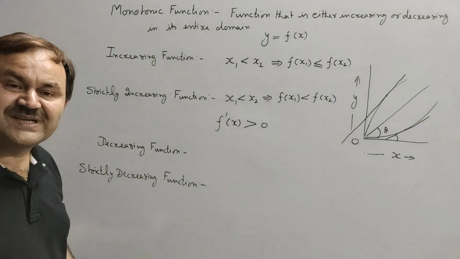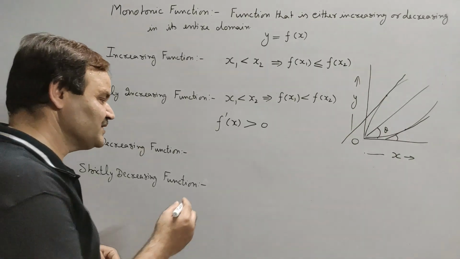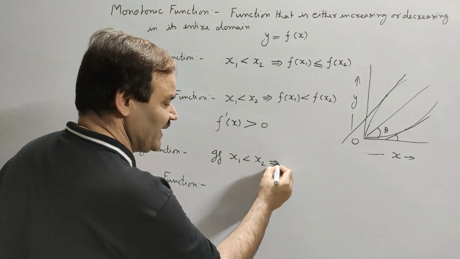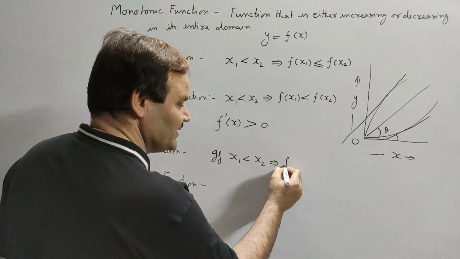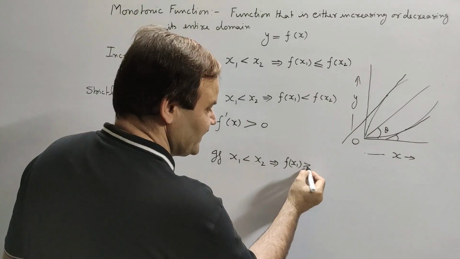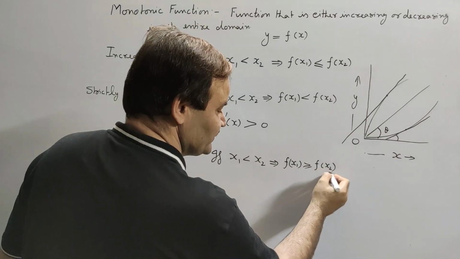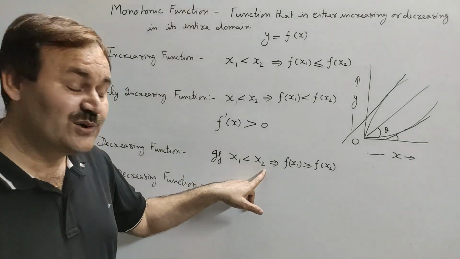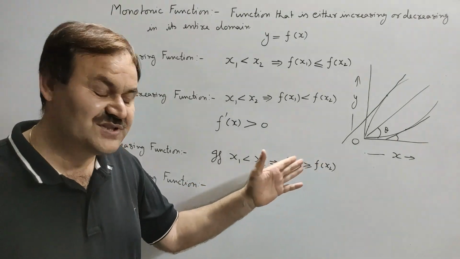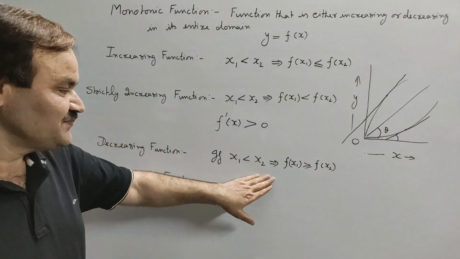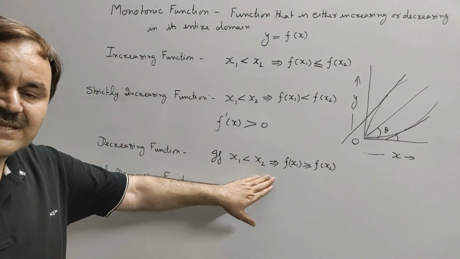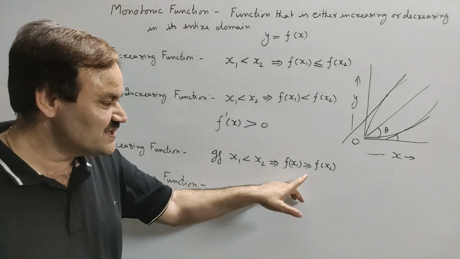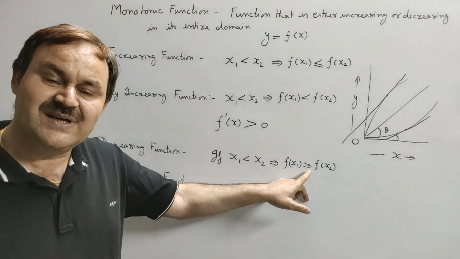Now, if we come to the decreasing function, then for a decreasing function, if x1 less than x2 implies the value of function at x1, that is f(x1), greater than or equal to f(x2), then we will say that the function is decreasing, because as the value of x increases, the value of function decreases. Hence, in this case, we will say the function is decreasing. But if we come to the strictly decreasing function, then strictly decreasing means again the sign of equality will be overruled.